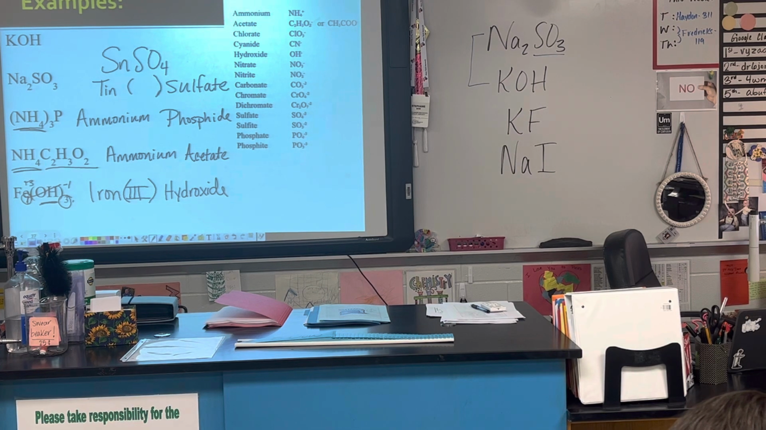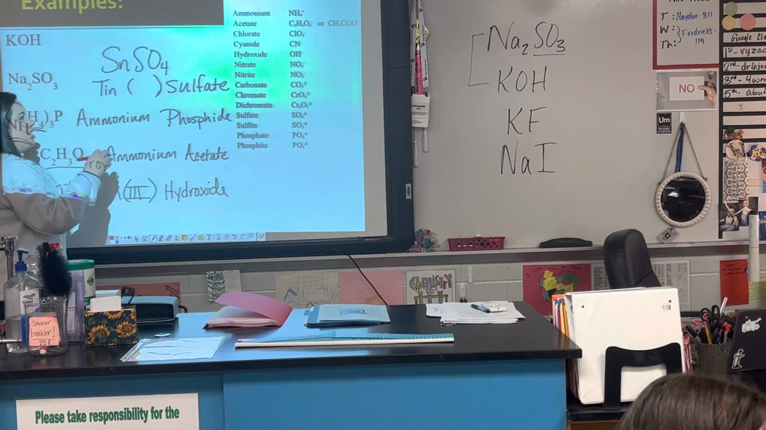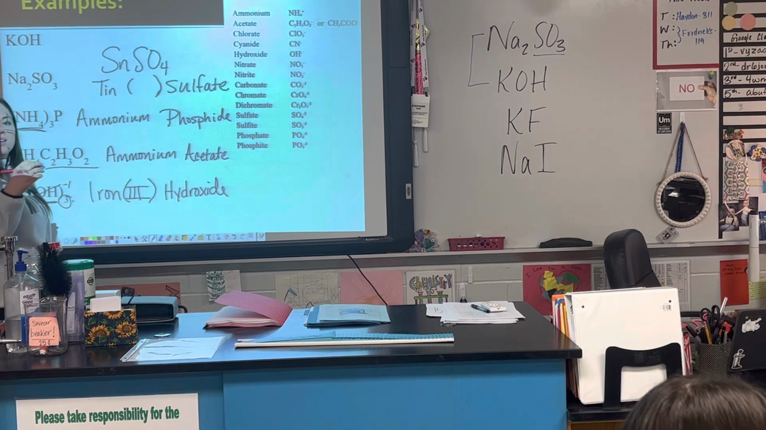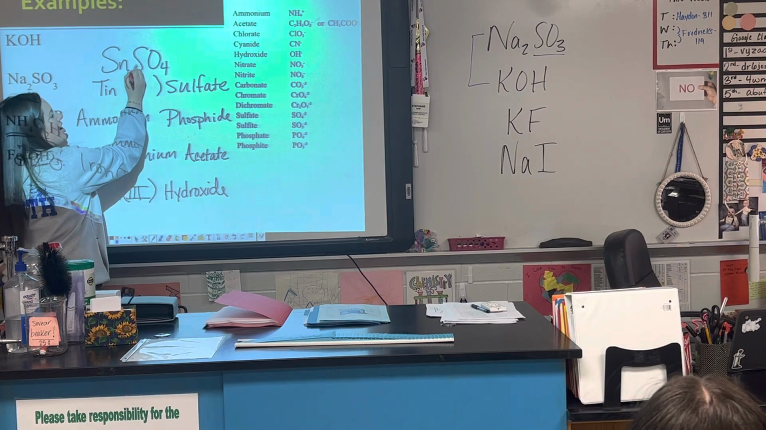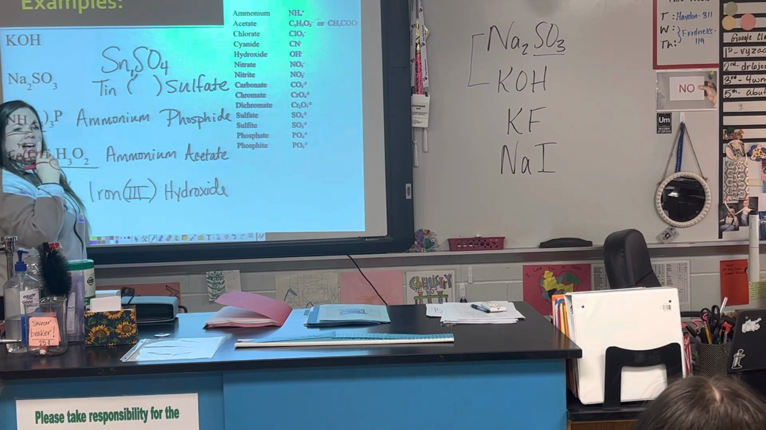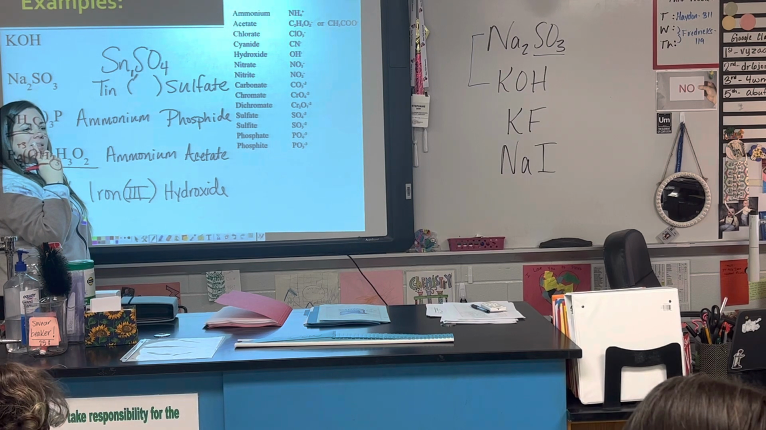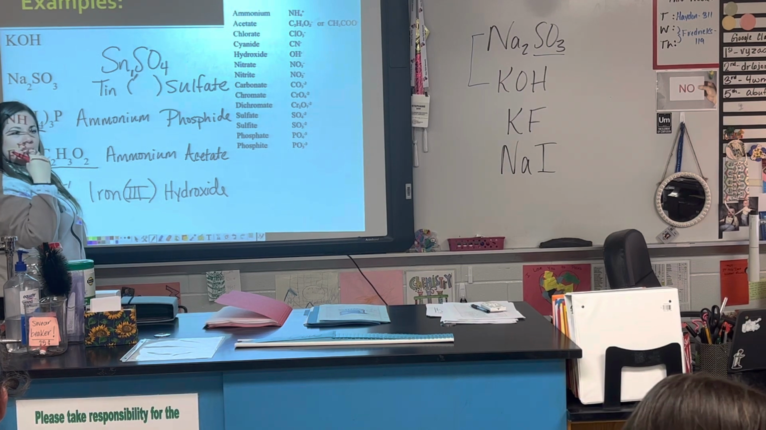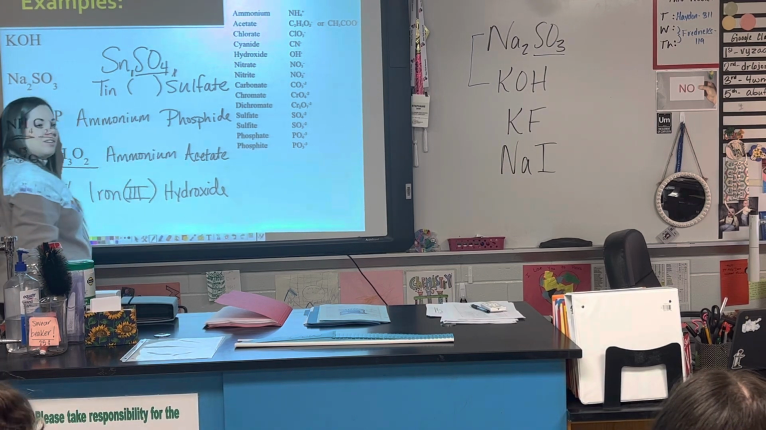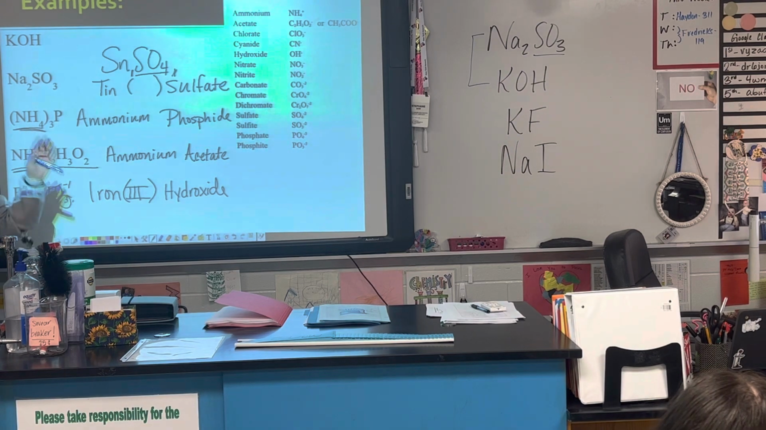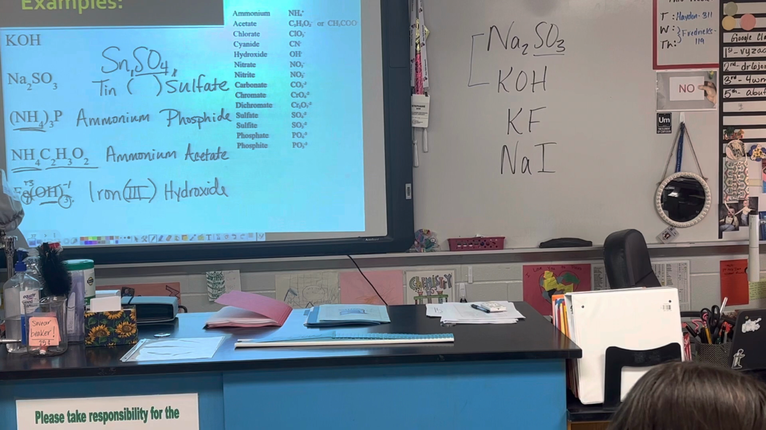Alright, now we're just yelling out numbers. Let's go through this. Right now, how many Sn do I have? 1. How many SO4 groups do I have? One. If I had 4 groups, I would have parentheses with a 4 outside, right? So it's just one.